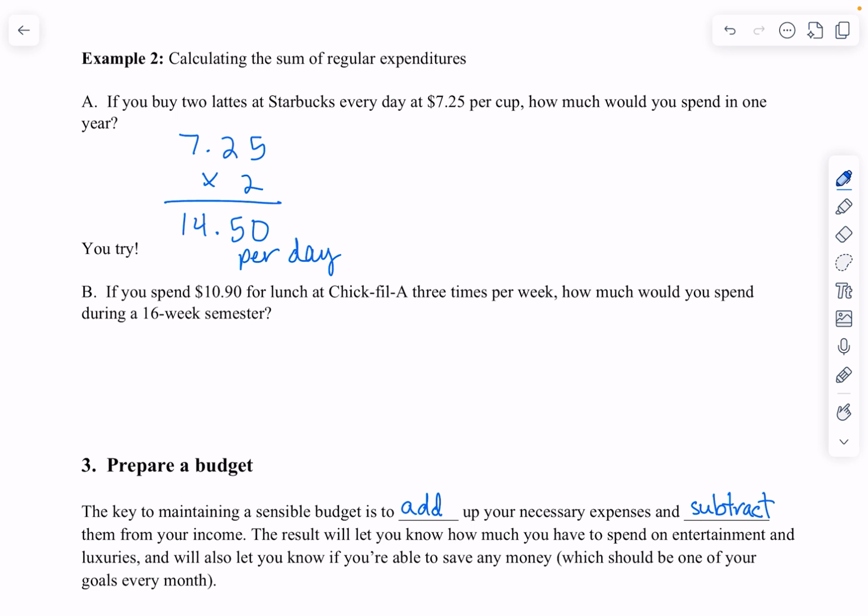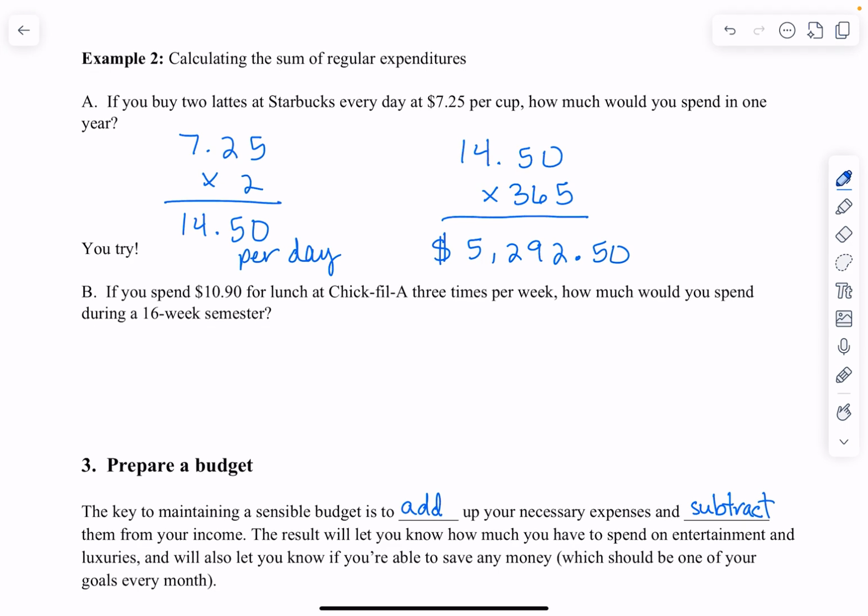Then it says you do that consistently every single day. Let's say you do it every single day for a year. So you're going to take that $14.50 and multiply it by 365, because that's the number of days in a year. And the amount that you're going to spend on those 2 lattes from Starbucks is $5,292.50 yearly. That's how much you'll spend in the year for Starbucks.